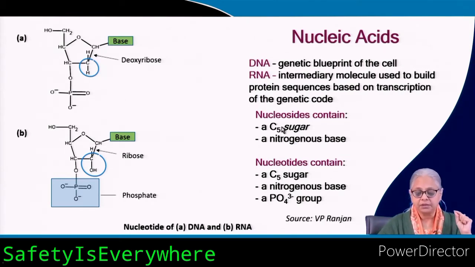What is a nucleoside? A nucleoside has only 2 parts. It has a sugar and a nitrogenous base. So the sugar and the nitrogenous base, the two of them are called nucleosides, and a nucleotide is the sugar, the nitrogenous base, and the phosphate. So all 3 of them together are the nucleotides.